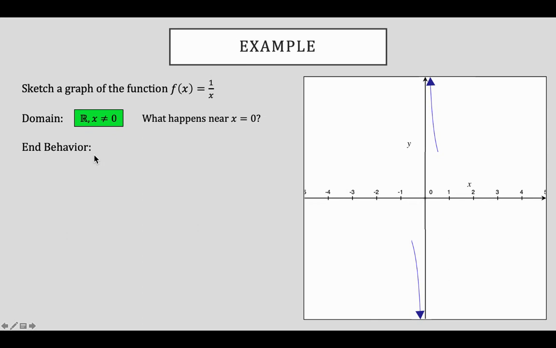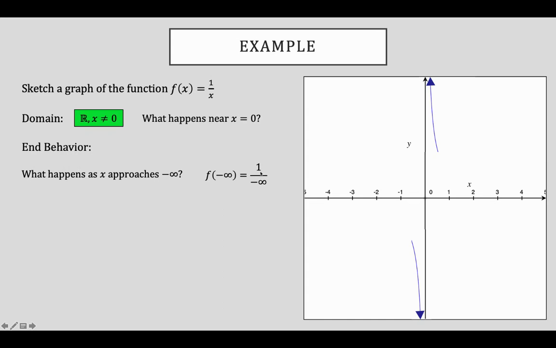All right, what happens as x approaches negative infinity? This means as our graph goes to the left. As our graph goes to the left, what does it do? Well, think about what would happen if we were trying to evaluate f of negative infinity. In other words, we're plugging in an infinitely large negative value into the function. I have 1 divided by an infinitely large negative number.